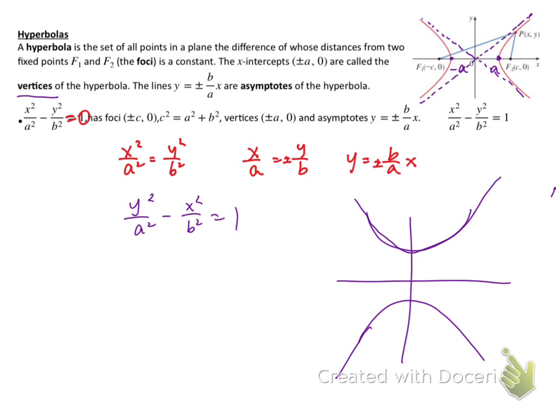And then I don't really switch the asymptotes from y equals plus or minus b over a to the other way around. For me, I feel like just set it to 0 and solve for y. We know how to graph straight lines. So make it y equals kx. I think that's better.